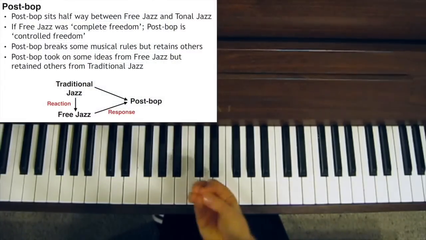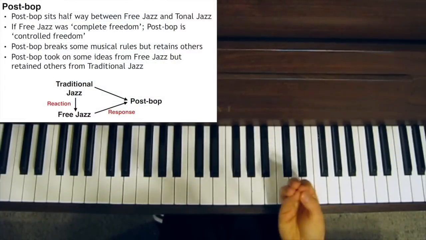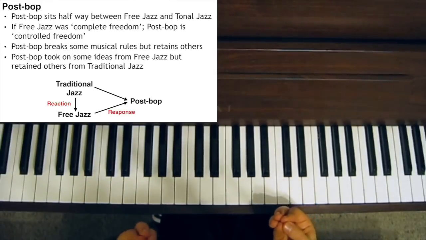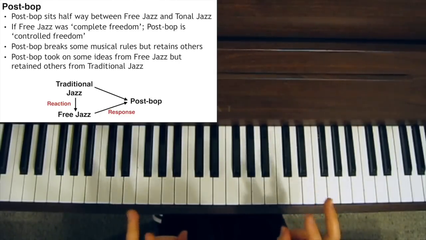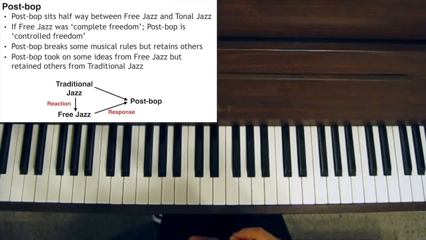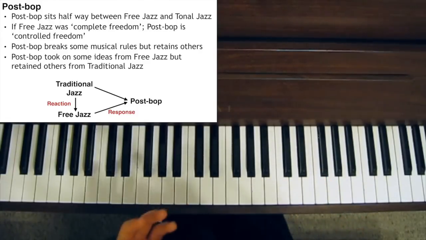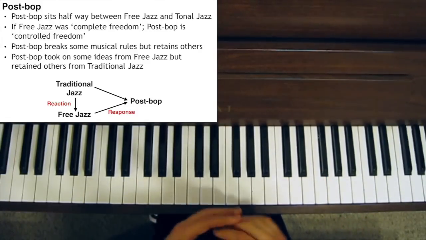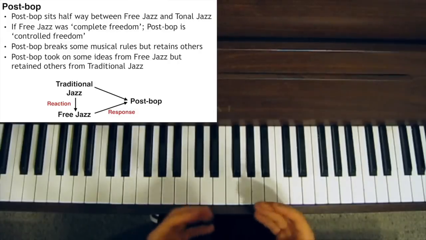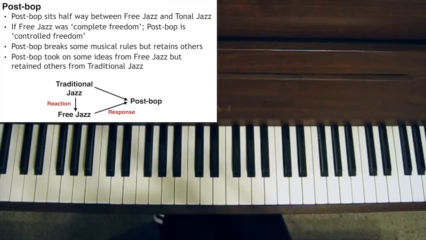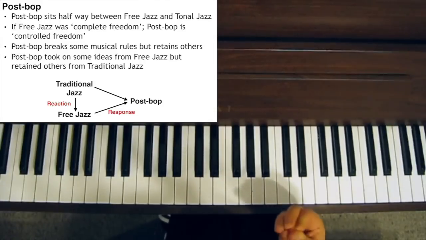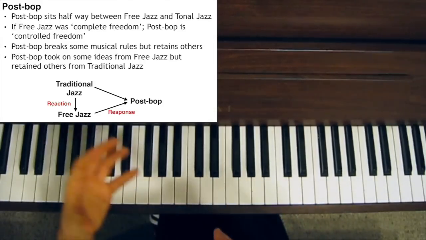So in effect, post-bop sits halfway between free jazz and tonal jazz, so that if free jazz was complete freedom, post-bop is controlled freedom. So post-bop breaks some musical rules, but retains others, and still maintains much more structure and form than free jazz. But nevertheless, post-bop did take some elements and ideas from free jazz, but also retained others from traditional jazz.